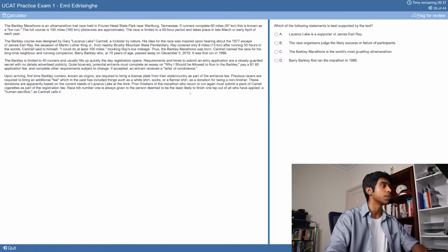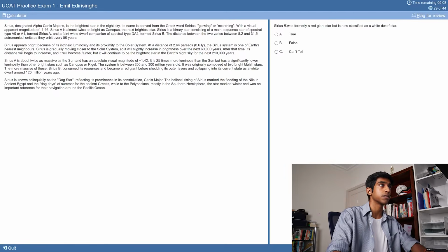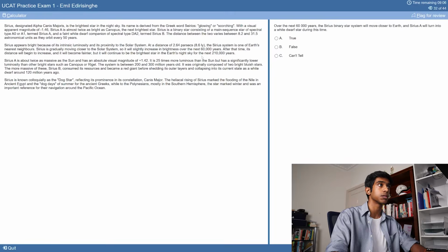Race bib number 1 is given to the person least likely to finish. So yes, they're judged on success and failure. Not supported. Yes, this is not supported. 7 times the length. Yes, that's true, because he ran, what, 8 miles? No one says that more participants can play the fun run. Which of the following best describes how the... Yeah, it definitely reflects the humorous character. This is about stars, I'm going to skip this one.